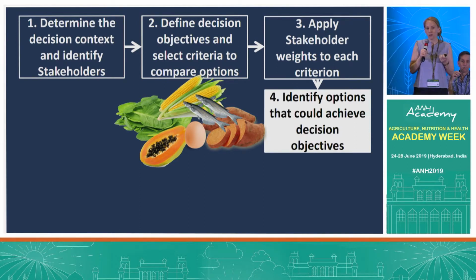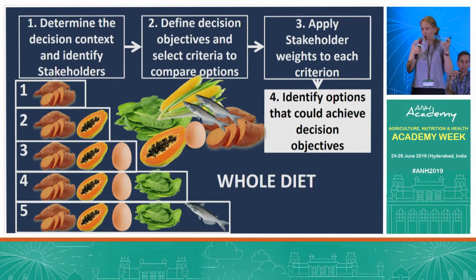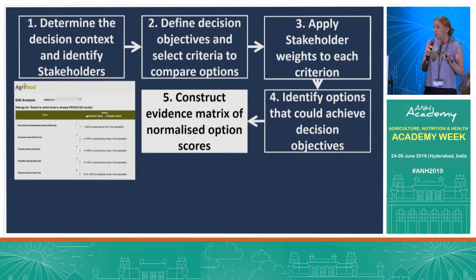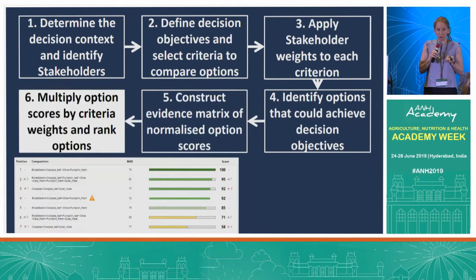Now, you don't have to identify every possible combination of foods. You put in the individual foods, and the tool will then create all of those different options for you. This is just a couple of examples. And we model them on the basis of a whole diet, so we put in staple foods and other things in there. You then put in your individual scores against each food for every criterion, as I said, qualitative or quantitative options depending on your data inputs.